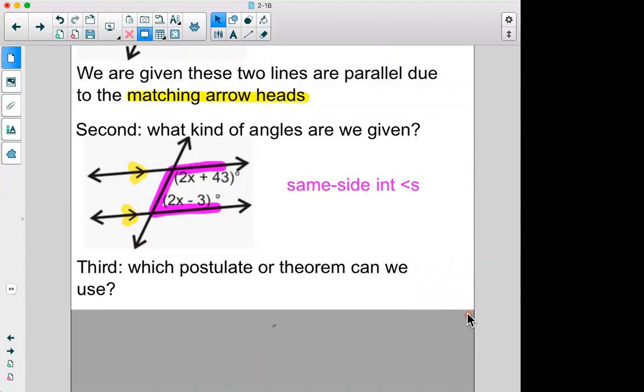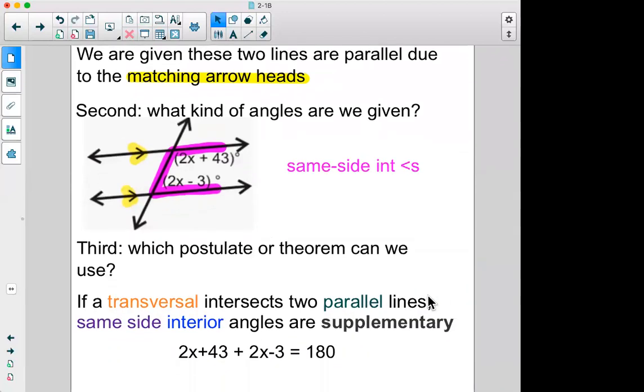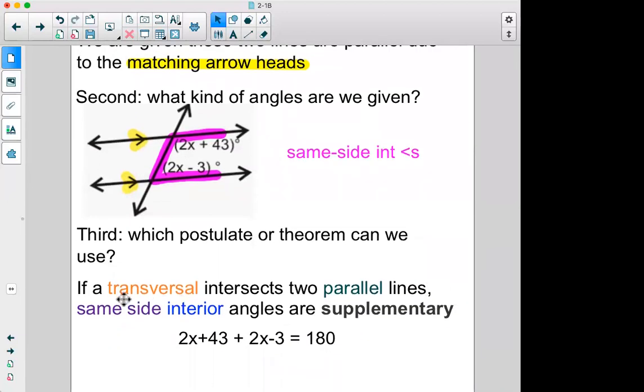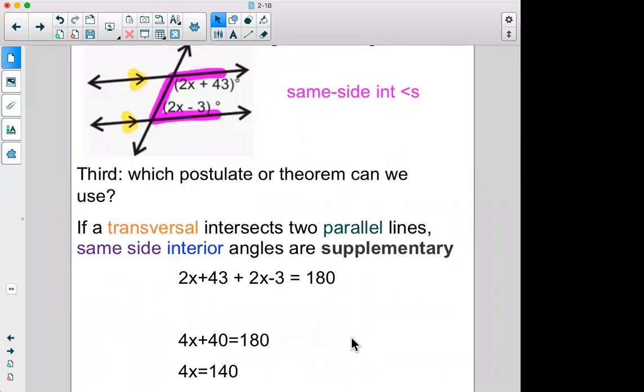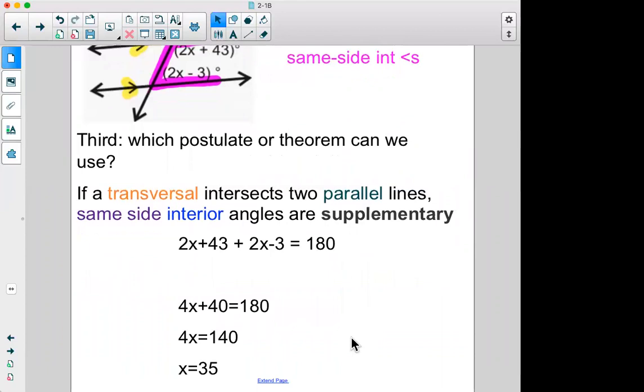So now we can ask ourselves, what theorem or postulate can we use? We can use the postulate that says if a transversal intersects two parallel lines, same side interior angles will be supplementary, and therefore these two angles add up to 180. And then we can use our algebra skills to solve for X.